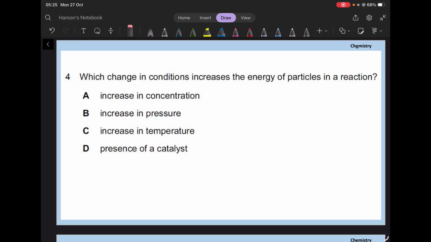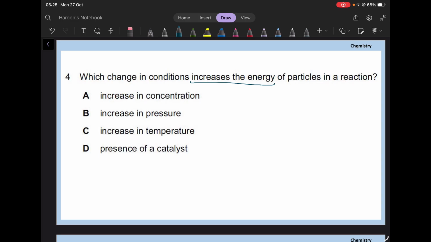Next question. Which change in conditions increases the energy of the particles? That would be due to temperature, basically. Kinetic energy is related to temperature, neither related to pressure or volume. Volume is just space occupied by an object. Pressure is due to collisions with the walls of the container.